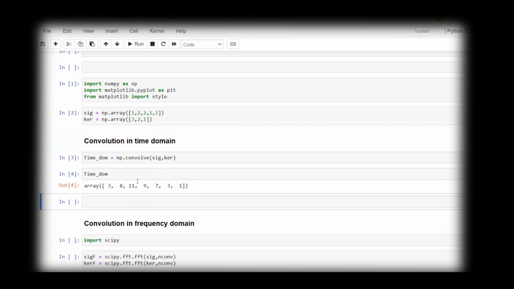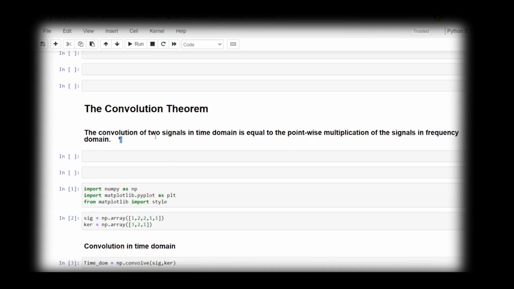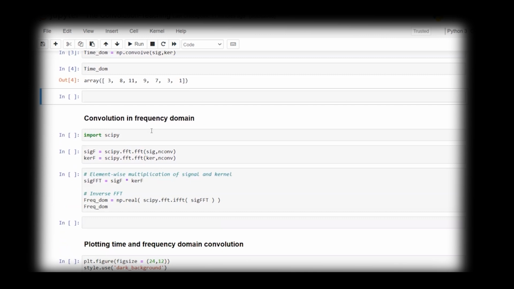First, we import all the required Python modules. After running this cell, the necessary modules are available in our working environment. We will use the same signal and kernel as in our earlier numerical example. If you remember, our signal had 5 samples and our kernel had 3 samples. So let's run this cell to generate those.